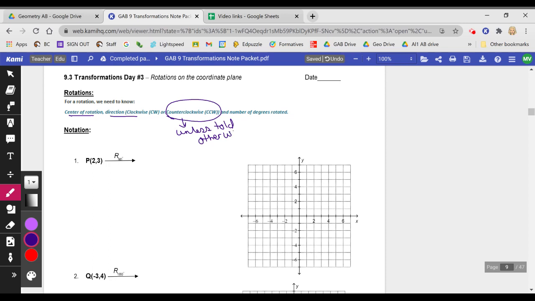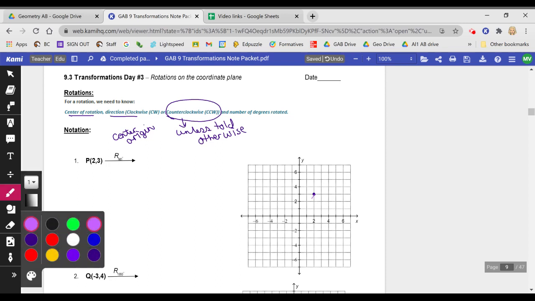So now what we're going to do is see what the rules are. If I plot the point 2, 3, I want to rotate that 90 degrees. And when I have a rotation written this way, my center is the origin. When I do my rotation, if I have a line going from the point to the center, I need to figure out where it would be so that my line forms those angles.